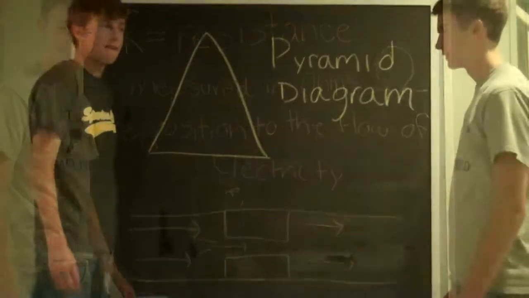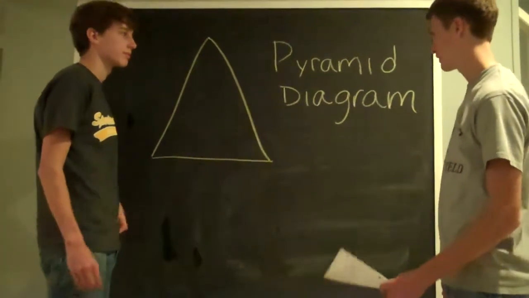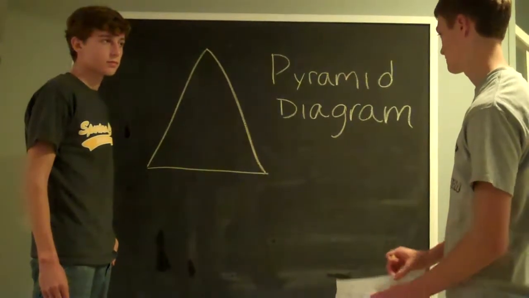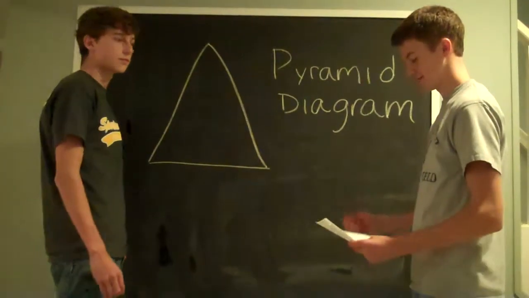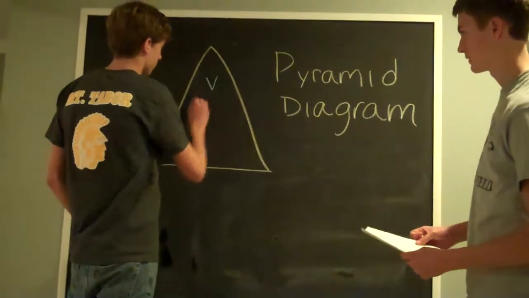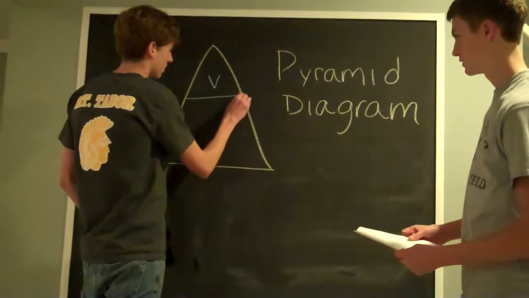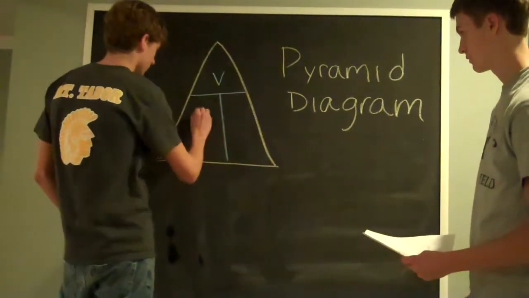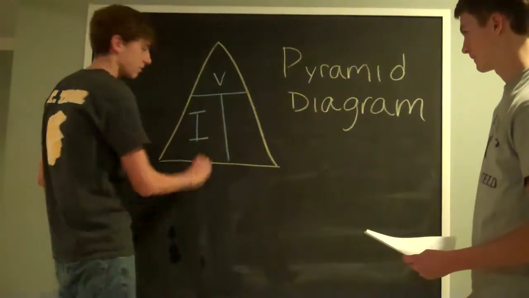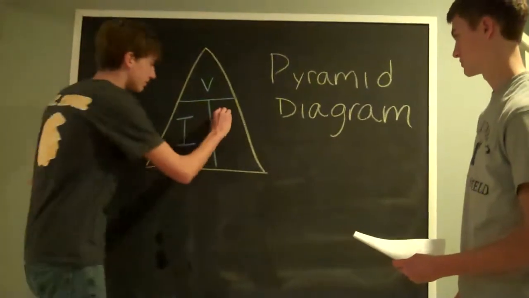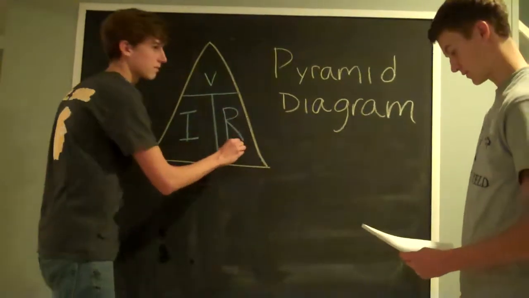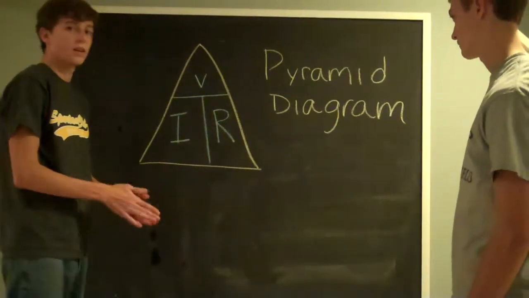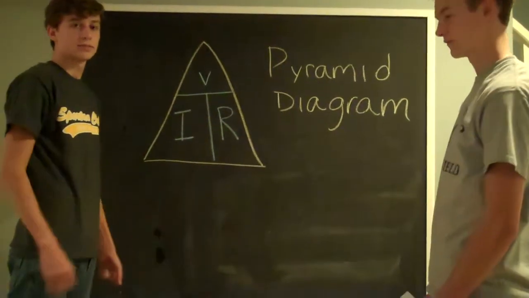This is the pyramid diagram, and it's commonly used in circuits. V is on the top, and that's for the voltage. On the left, it's I for the current, and on the right, it's R for the resistance. This is a tool to help you use the equations to figure out the resistance, the current, or the voltage.